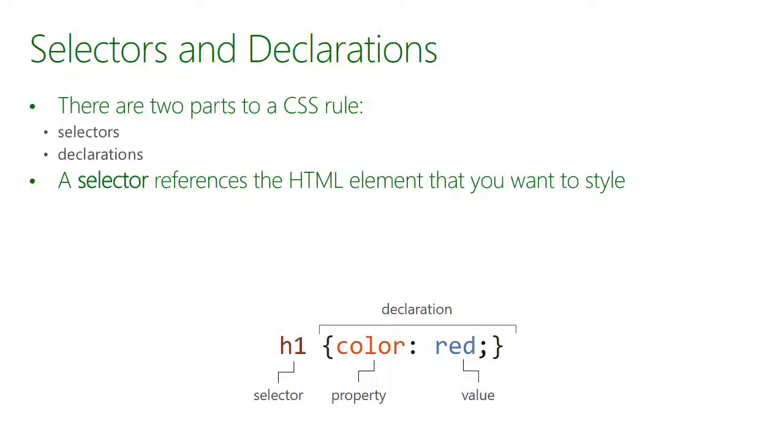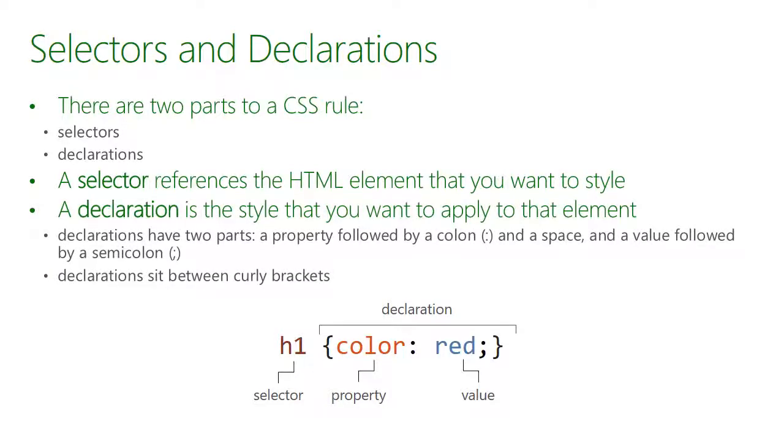The selector references the HTML element that you want to style. So in this case it's the H1 element. The declaration is the style that you want to apply to that element. The declarations, as you said, have two parts: a property followed by a colon and a space, and a value followed by a semicolon. The declarations sit between curly brackets.